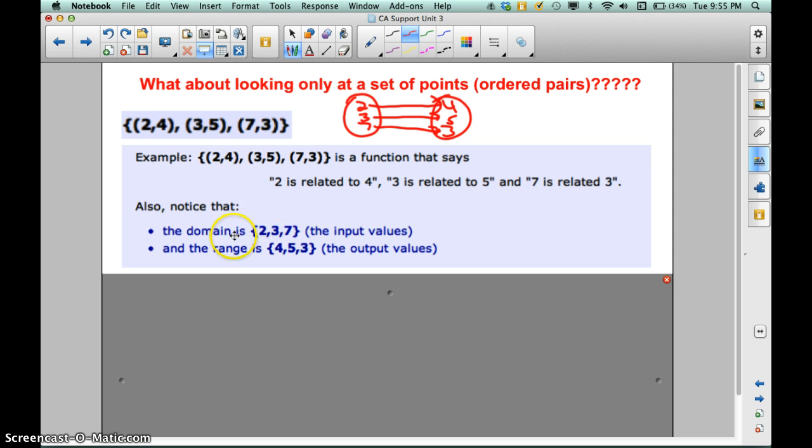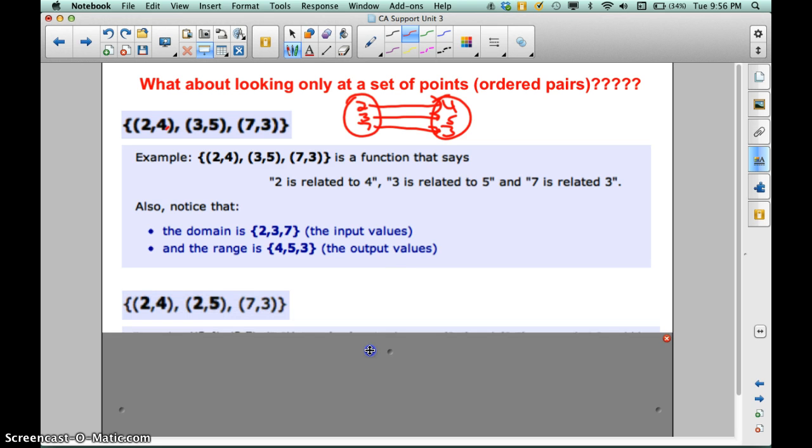Also, in this case, notice that our domain is all the input values, the x's, and the range is all the output values, the y's. 4, 5, and 3 are all my y's, and there they are. That's my range. I want to show you another example here so that you can see the difference.